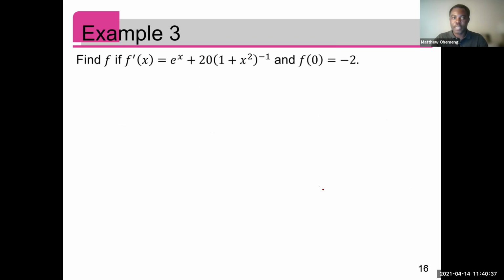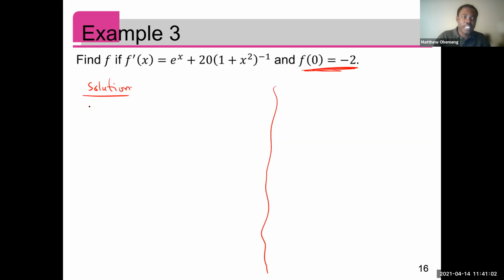So let's look at some examples, right? So for example 3, we have f prime equal to this. And then we are given a condition. We are told that f of 0 is -2. Right? So because f of 0 is -2, we can find a specific solution. This won't be a family of solutions. We can get a specific solution, right? So let's try and get the antiderivative first. So solution.